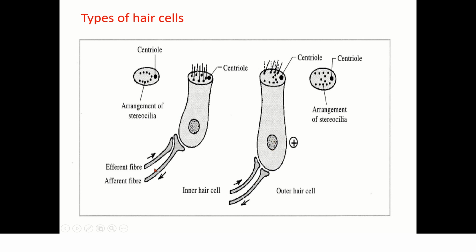If only the afferent fiber is in contact with the hair cell and the efferent fiber is trying to modulate the impulse traveling through the afferent fiber, we call it type 1 hair cells. So inner hair cells are type 1 hair cells, whereas outer hair cells are type 2 hair cells.